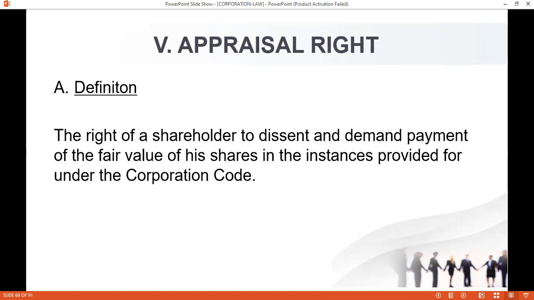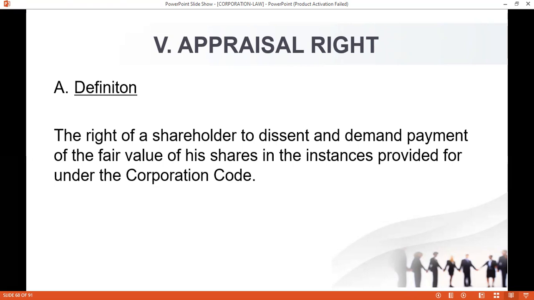So, kapag for example nanalo yung in favor sila sa particular action ng corporation, for example, yung action na kailangan ng two-third vote, mag-invest sila for example in another corporation, business other than the primary purpose, okay? Tapos ayaw ng isa or dalawa sa mga stockholders, nanalo naman, okay? Favorable naman doon sa proposal na mag-invest sila in another corporation. So ano yung pwede nilang gawin? Pwede nilang i-exercise yung kanilang appraisal right.